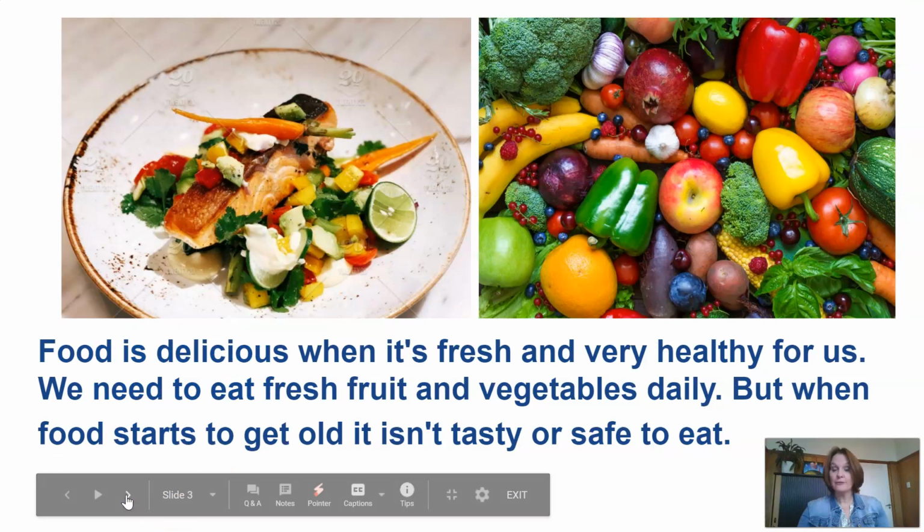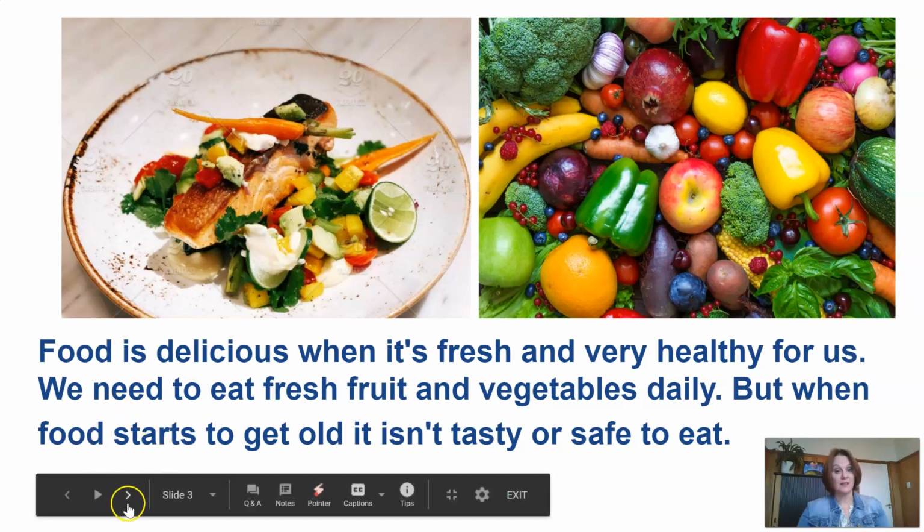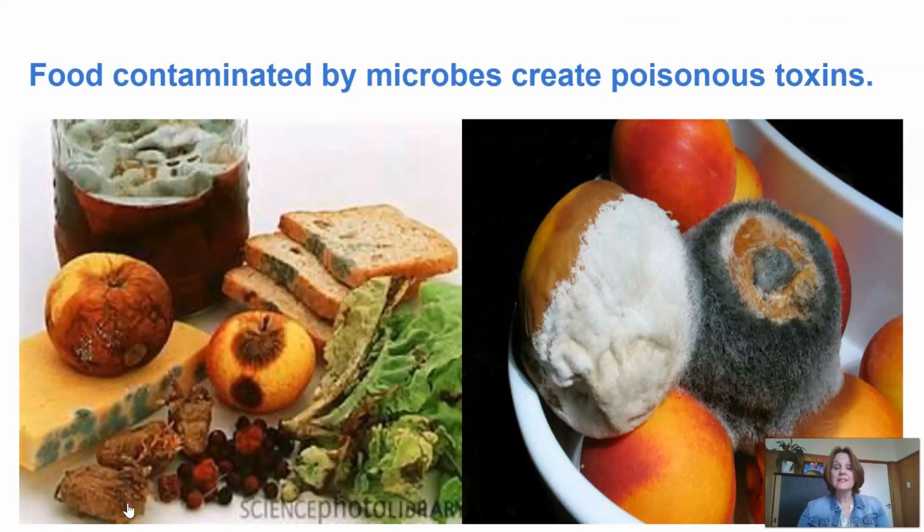As you all know, food is delicious, especially when it's fresh, and it's also very healthy for us. We need to eat fresh fruit and vegetables every day, but when food starts to get old, it isn't tasty or safe to eat. How many of you have come back from holiday only to find this in your fridge or in your cupboard? This is food that has been contaminated by microbes. These microbes create poisonous toxins.